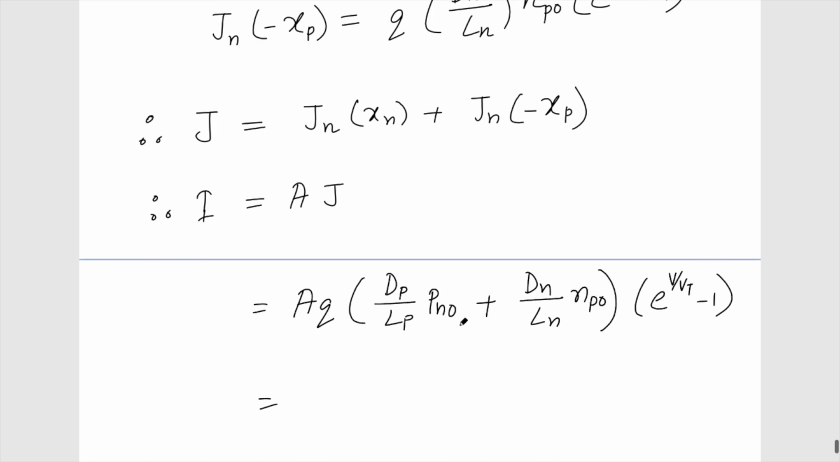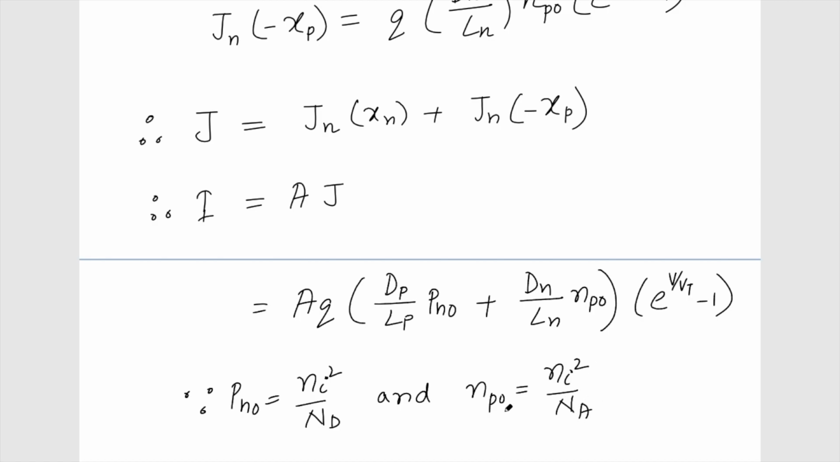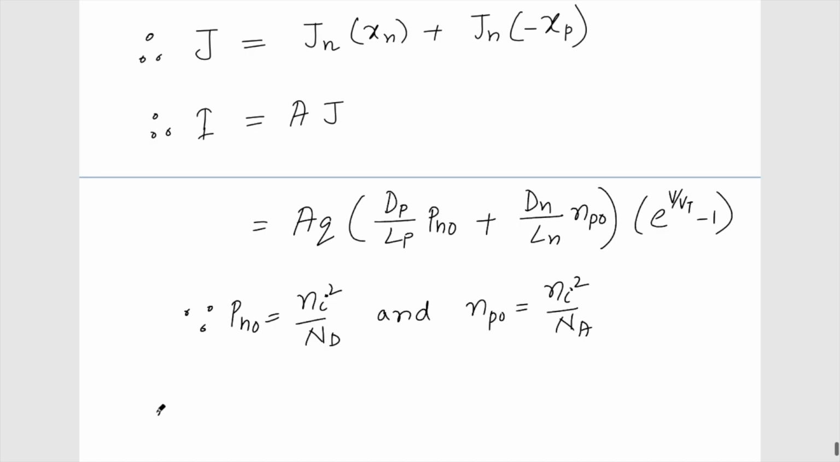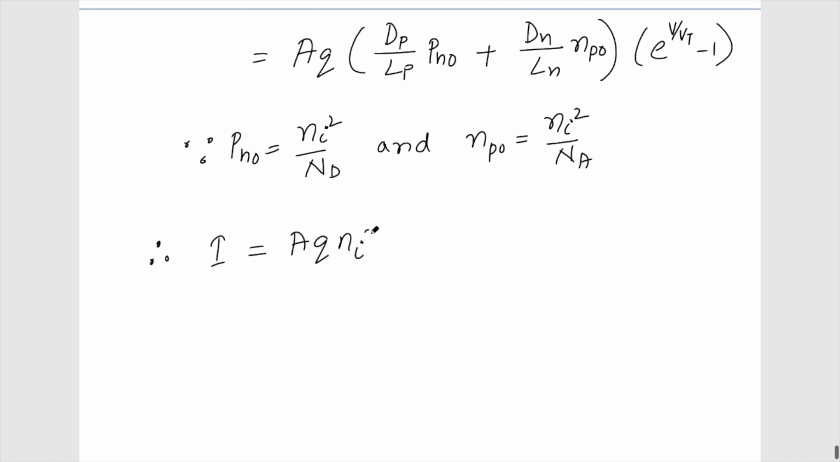and we know that pn0 is the concentration of the holes in the n side when there is no electric field, and np0 is equal to ni squared by Na. So if I substitute this, finally my I will be equal to q ni squared, Dp over Lp Nd, plus Dn over Ln Na.